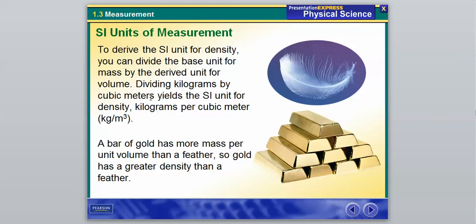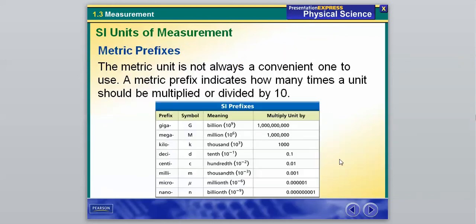And again, we will do some problems to make this make a little bit more sense, because I know just seeing it up there in words isn't as easy as when you actually have a problem to work out. The example they give us here is that a bar of gold has more mass per unit volume than a feather, so gold has a greater density than a feather, which is kind of obvious just by looking at this. Hopefully you can tell that this is more dense, or has a greater density, than this feather up there. So that is how we have our different units.